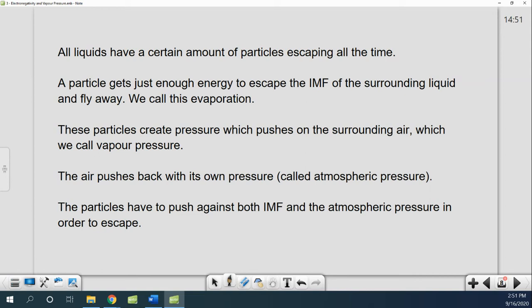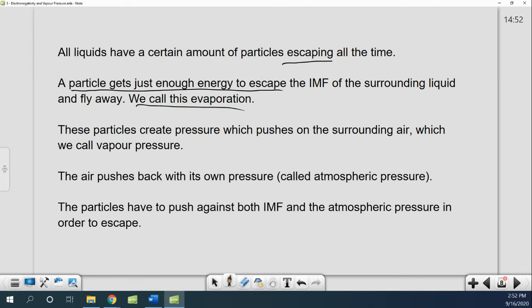So all liquids have a certain amount of particles which are escaping all the time. If we have a liquid sitting there, some of that liquid is escaping into the air. So we talked about average kinetic energy, right? If you look at a liquid, all those molecules have a little bit of average kinetic energy. Everything's moving a bit, but average, right? Some things will be slower, others will be faster. Sometimes a particle is fast enough, it gets just enough energy to escape the intermolecular forces of the surrounding liquid, which means it can fly away now. It's not being held. We call that evaporation.